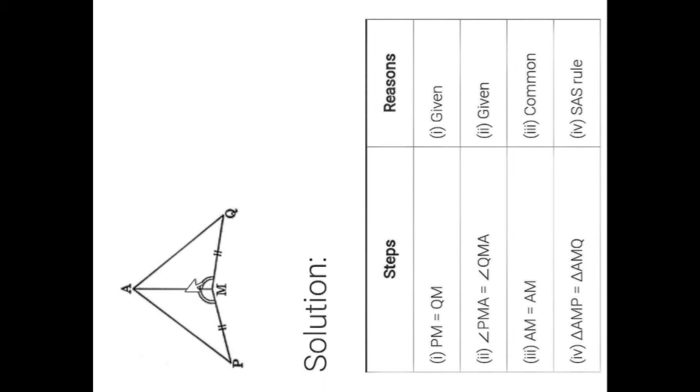See this triangle AMP, this triangle is congruent to triangle AMQ. So SAS rule. See, this common line segment is there, so one side is shown to be congruent, then the second side, and this angle is congruent. So we can say side, angle and side. So SAS rule.